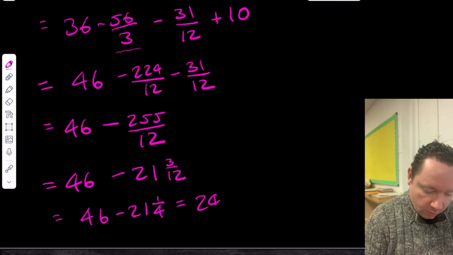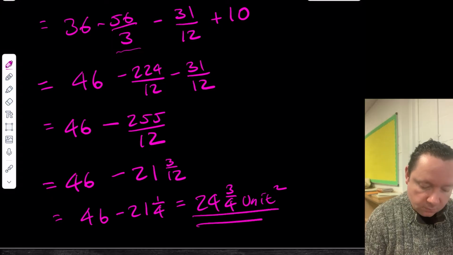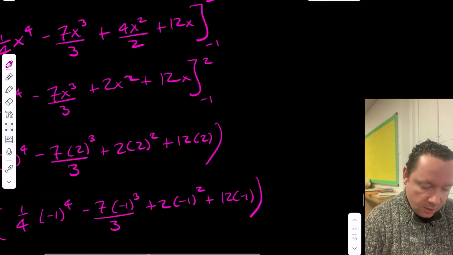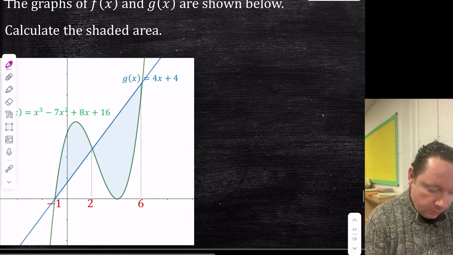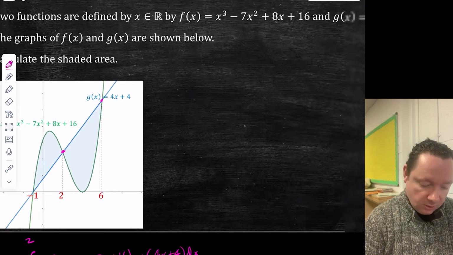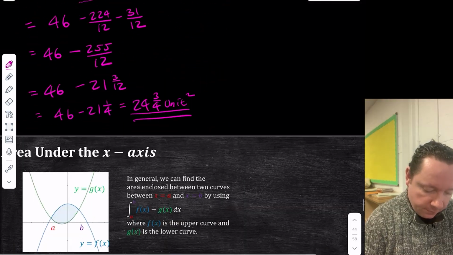So 24 and 3 quarters units squared. Now we're not done there. Remember that was just part 1. Go back to the question. We now need to do the integral between 2 and 6 of g of x minus f of x. So let's start working on that.